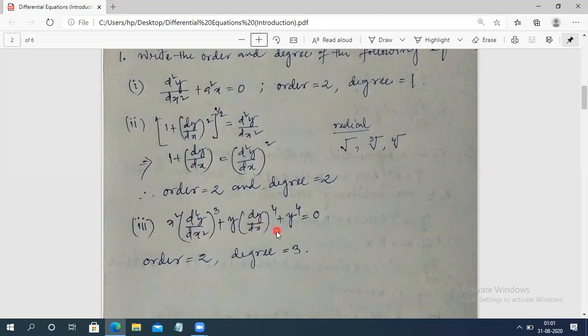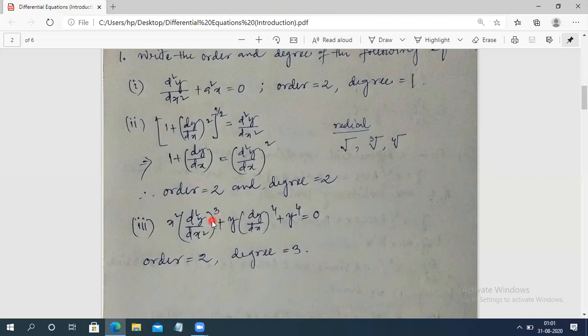And what is the degree? For the degree, you have to check the power of the highest order derivative of this equation. Its power is 3, so the degree will be 3. No need to check the power of dy by dx because this is not the highest order derivative involved in this equation. The highest order derivative is the second one, so check the power of this highest order derivative. Since it is 3, the degree of this differential equation will be 3, and the order will be 2.